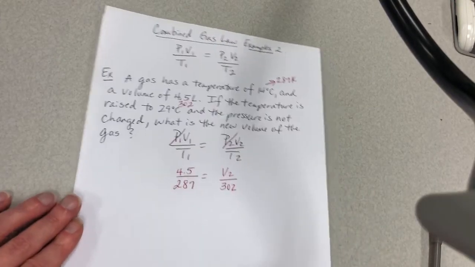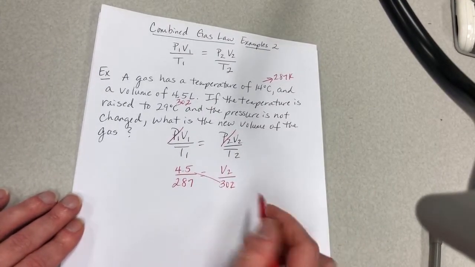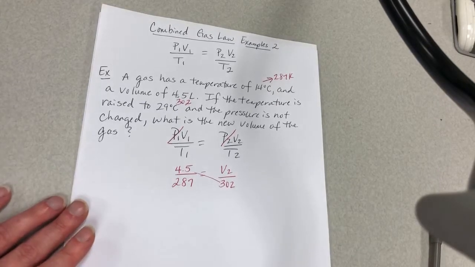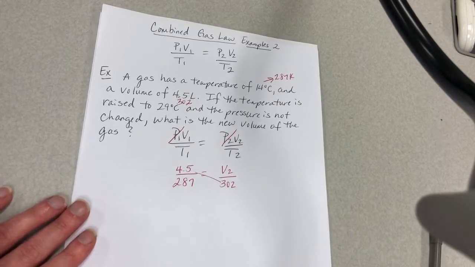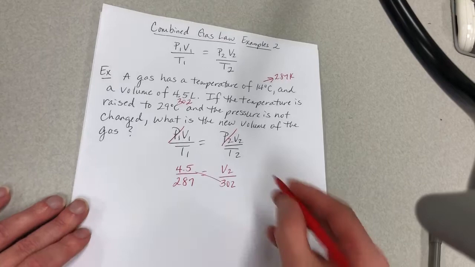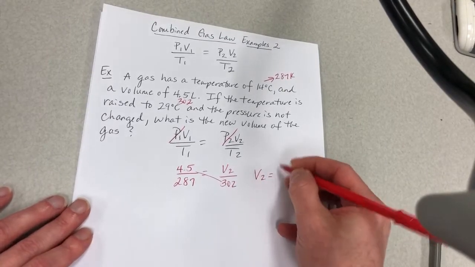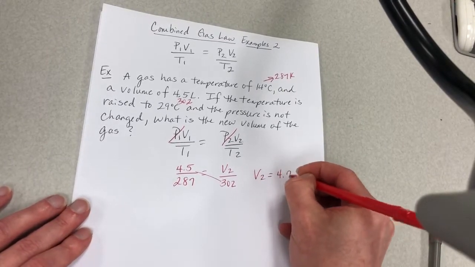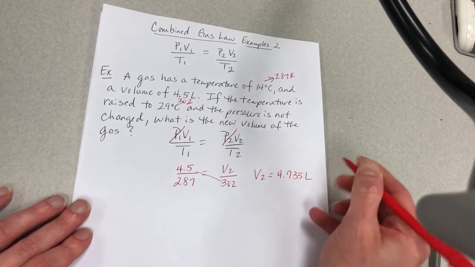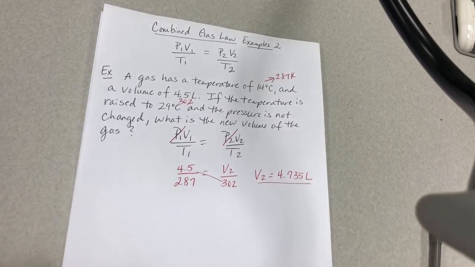And we're going to cross multiply and divide. So we're going to cross multiply 302 times 4.5 and divide by 287. And we should get a volume. V2 is 4.735 liters.